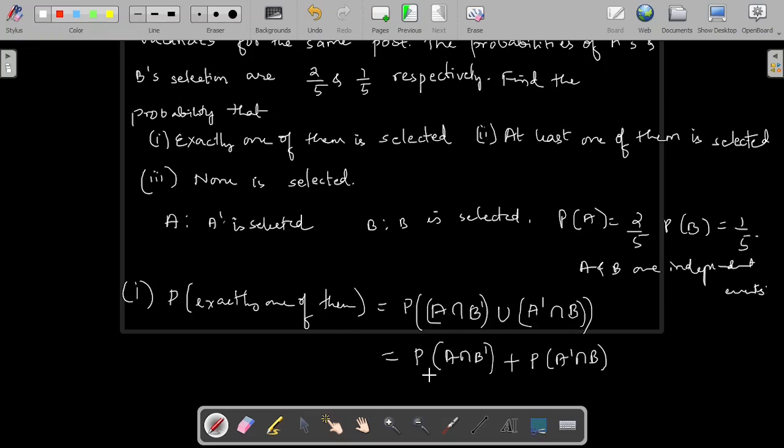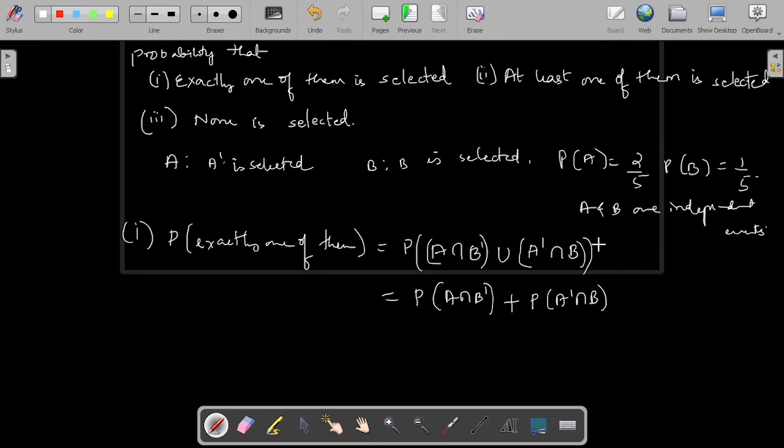They are independent events. Whenever A and B are independent, A, B dash, A dash, B, A dash, B dash are also independent. Now you apply the multiplication law. That is P of A into P of B dash plus P of A dash into P of B, using the multiplication law. This step is using addition law. Then this step is using multiplication law.